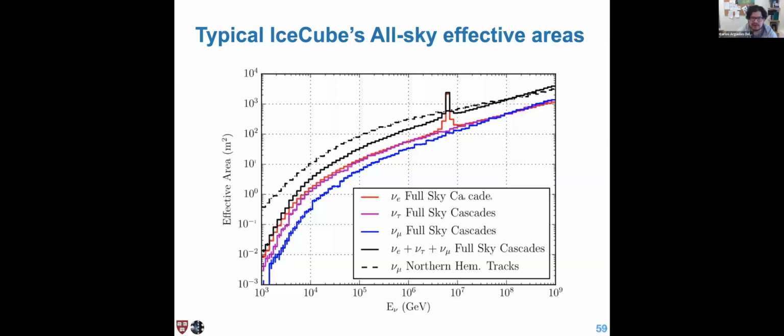Then you can also have the combined cascade channels. This is neutral current and charge current for the appropriate flavors. That's the black line here. And you can see now that if I want cascades, I'm also considering the W production. So that's why there's a spike there at the Glashow resonance center here.